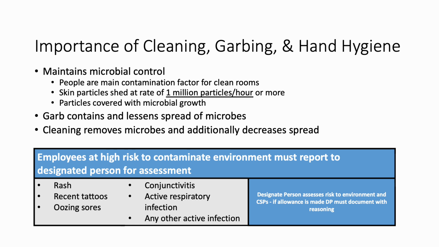There are, however, some employees that are at higher risk for contaminating our environments. These are people with rashes, tattoos, oozing sores, conjunctivitis, active respiratory infections, or any other active infection. If a person coming in to work in your clean room has any of these conditions, they must report it to the designated person. The designated person then assesses the situation to see how much of a risk they are to infecting or contaminating the environment or the CSP. If the designated person decides to allow them to work, they must document this and document the reason why.